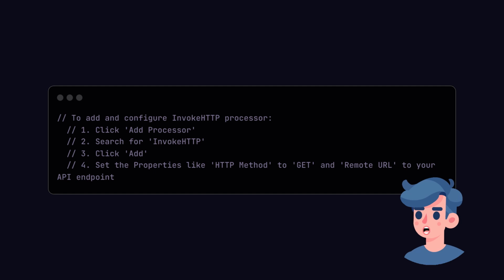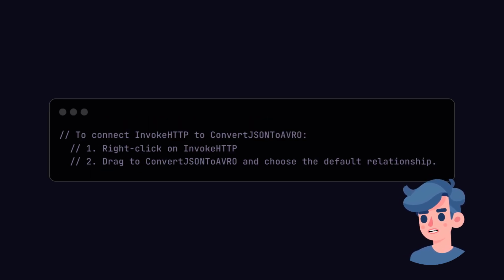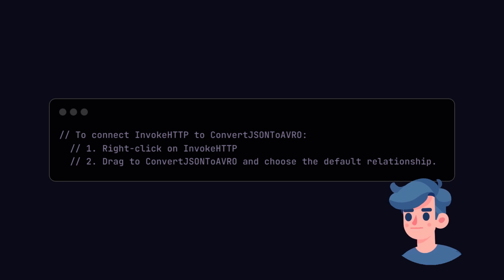Now, let's explore how to use Apache NiFi to fetch data from an external API. We will use the InvokeHTTP processor for this task. This processor makes HTTP requests and can be configured to connect to RESTful services. Once you've configured the InvokeHTTP processor, we need to connect it to another processor, such as ConvertJSONToAvro, which converts JSON data into Avro format for easy integration with systems that use Avro.